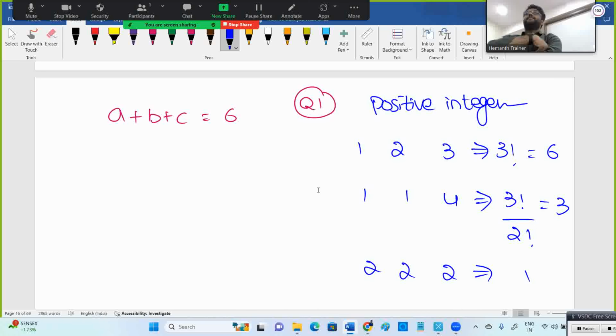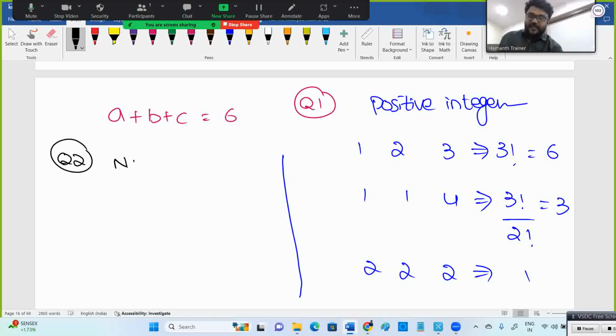Anything else? Don't say 0. This is for positive integers. If it is non-negative, that's why your chances are more now. You can involve 0 also. Then 600. Okay, 420. There are a lot of things you can add. Non-negative integers, right? So this don't write again. Those 10 I am considering. Don't say that. That will be taken definitely.